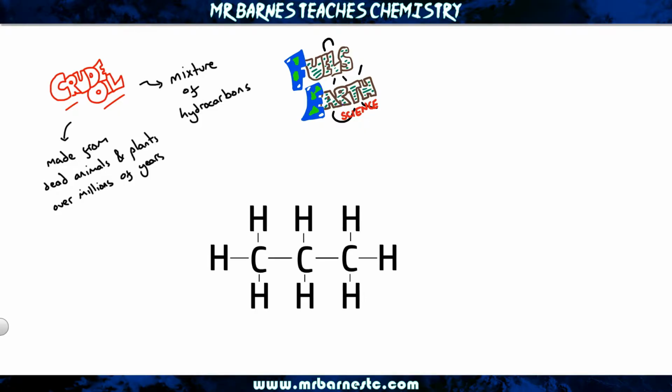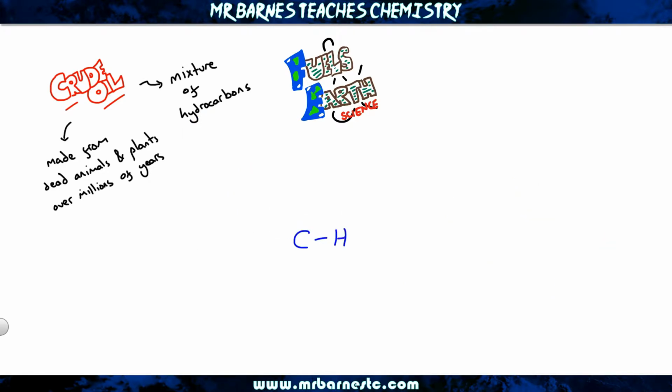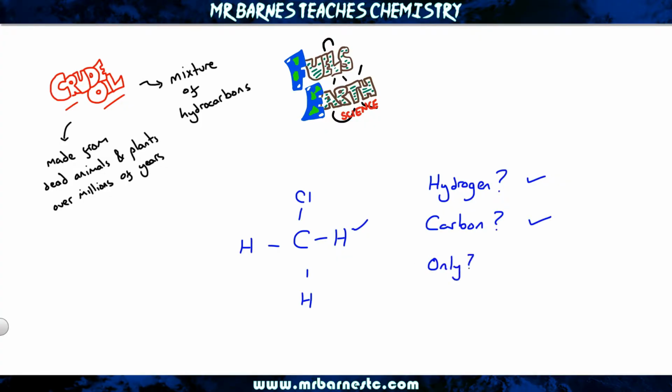So if we have a look at what a hydrocarbon is, nice and simply, as you can see from my diagram here, it is something made up of hydrogen and carbon only. That word only is really important. For example, if I have a look at this molecule here, which is carbon attached to 3 hydrogens and a chlorine, it's got hydrogen, it's got carbon. Does it just have hydrogen and carbon? No, it's got chlorine. So it's not a hydrocarbon. So a hydrocarbon is something made out of hydrogen and carbon only.